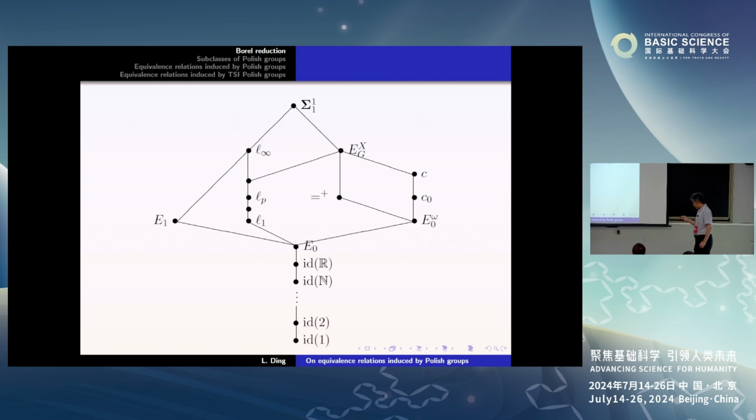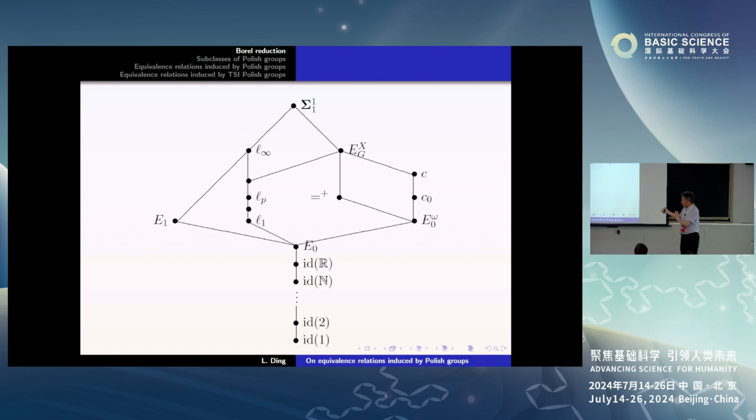Now, here, this point is the most complete orbit equivalence relation. And this point we denote the most complete analytic equivalence relation. But today we don't need this point and this point. We only pay attention to here. Okay.